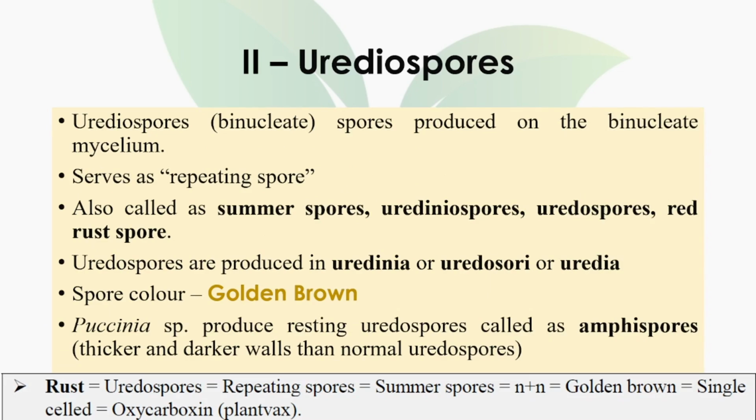Another one is the iridospore. The iridospore is a binucleate spore produced from the binucleate mycelium. This serves as a repeating spore. Repeating spores, as I told you, keep on repeating the infection, even without the other spore stages. In India, the infection was initiated by the iridospore only.